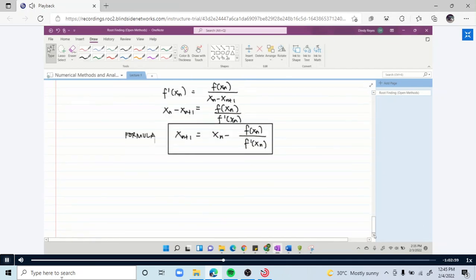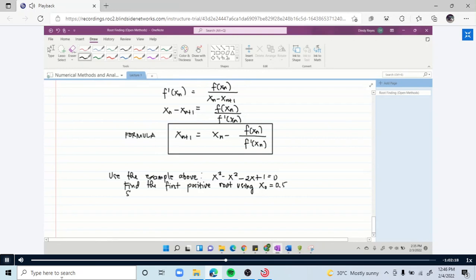Okay, using the same example, let's solve for the first positive root ulit, no? Use the example above. So that's x cubed minus x squared minus 2x plus 1. Okay, find the first positive root, using the initial approximation 0.5. Stopping criterion.